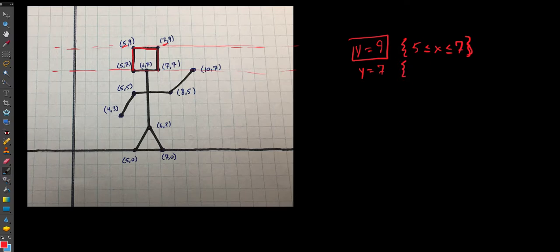The neat thing is, because this bottom line on our head also is between 5 and 7, I could pretty much copy and paste this restriction in here, and I would get this restriction on our line.